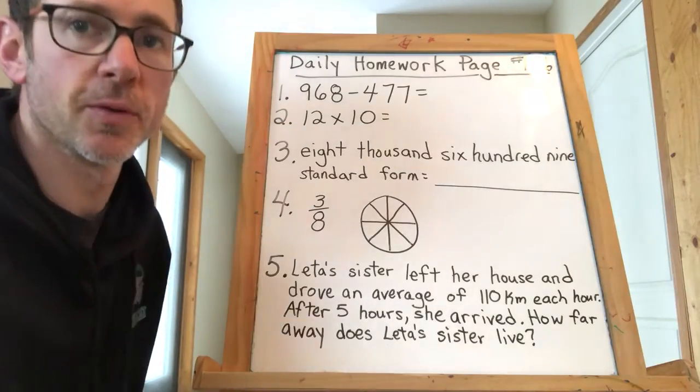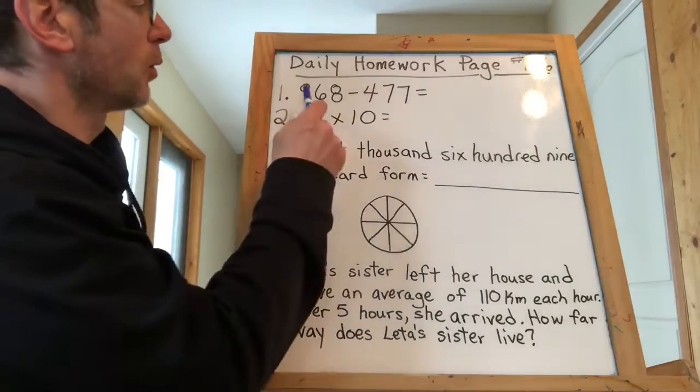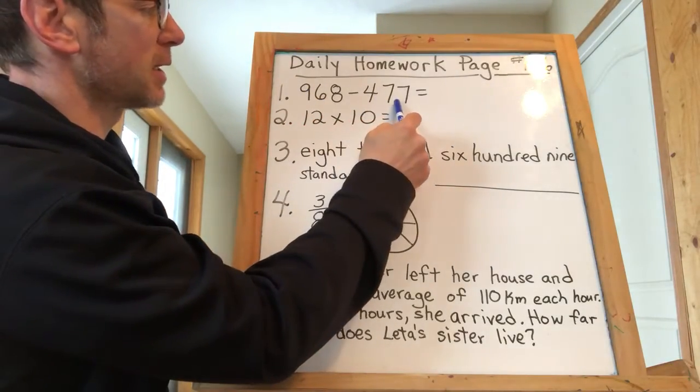Hi guys, it's time to review daily homework page number 106. So let's start with the subtraction question. So we have 968 minus 477.